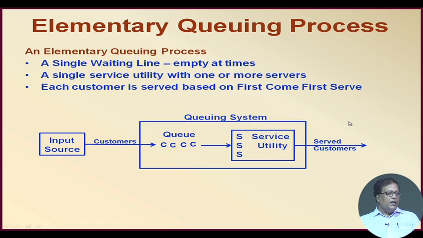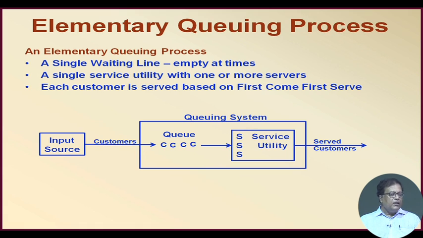So, here is an elementary queuing process. You see that there is an input source, the customers are coming from the input source and they are waiting in the queue, and in the service utility there are 3 servers, right. So, from this common queue the customers are joining one of the servers and thereafter getting their service, and after the service is over the served customers are leaving the system.